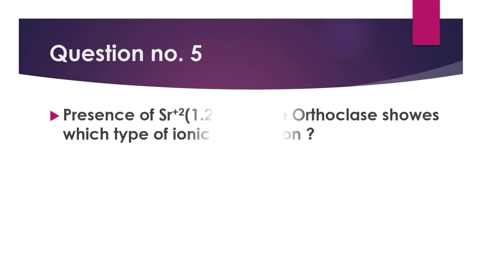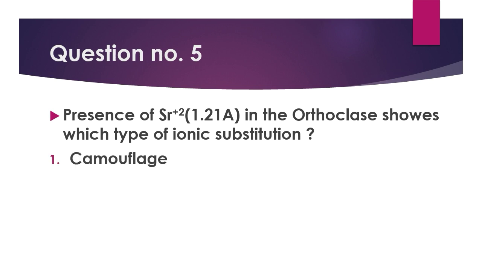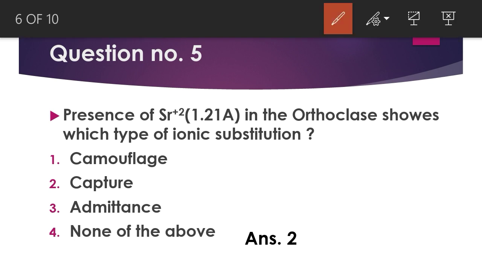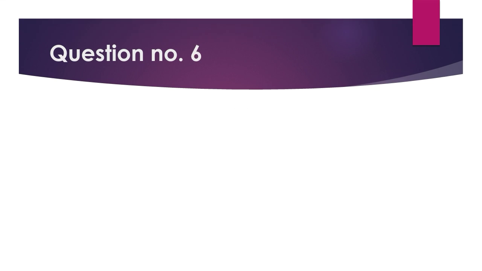Now fifth question is, presence of strontium in orthoclase shows which type of ionic substitution. So as far as the strontium in the orthoclase is concerned, strontium substitutes the potassium ion in the orthoclase. So this type of substitution is known as the capture, because here you have more charge than that of potassium, and lower ionic radius, which leads to higher ionic potential, and higher ionic potential is associated with the capture type of ionic substitution. So here the second option is your right answer.